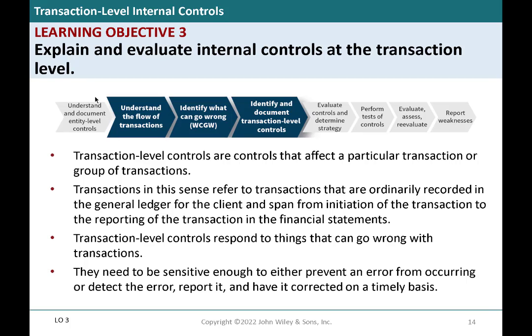Once the auditors understand and document controls at the entity level, they then turn their attention to these individual transaction level controls. So we're going to move on to the next three steps in the process here. And recall we gave an example of one of these transaction level controls in the prior section. We're going to go through a more detailed example here looking at transaction level controls surrounding the sales function within a company, which is a very important area of inquiry for auditors.